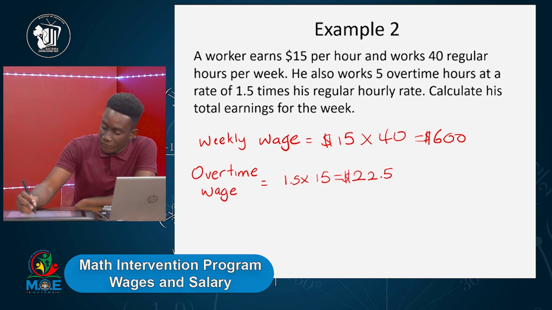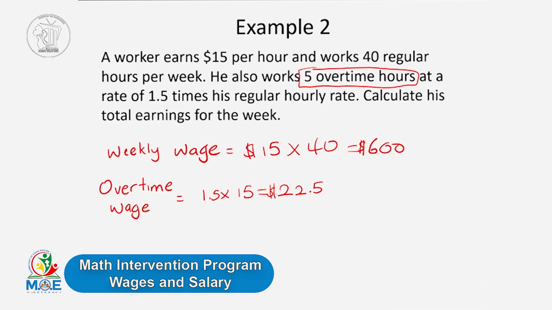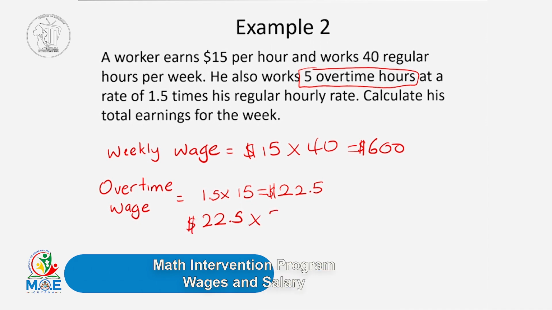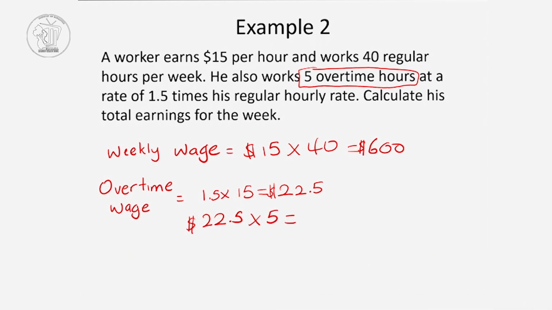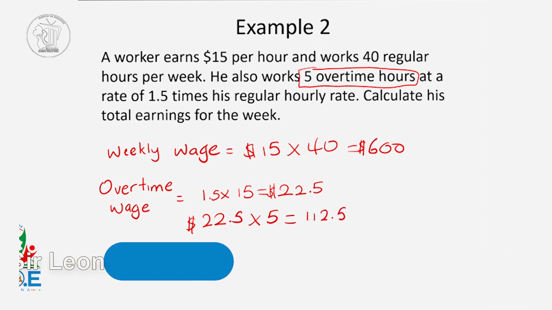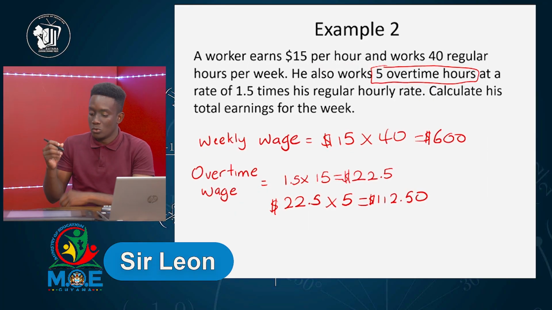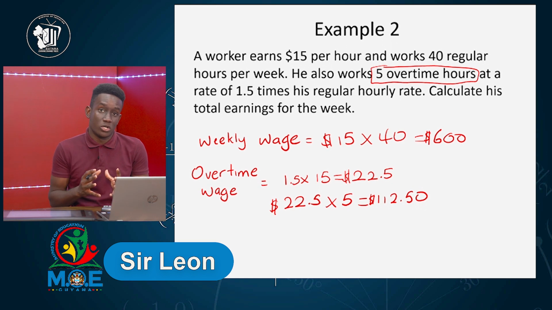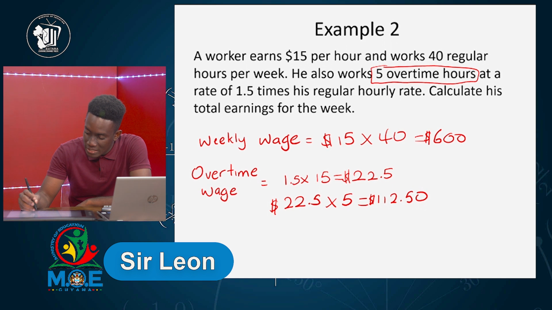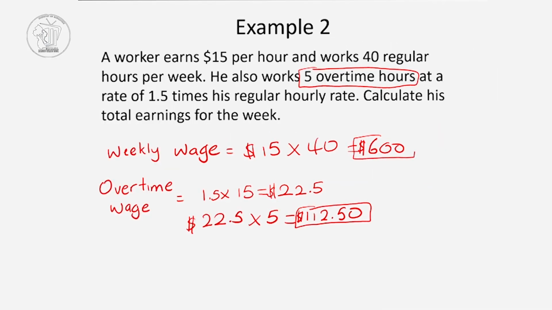And we saw that he worked 5 hours overtime. So this will be 22.5 multiplied by 5, the 5 hours that he worked. So 22.5 times 5 would give us $112.50. So we see that he made this amount of money in overtime, and he made this amount of money for his normal weekly wage.